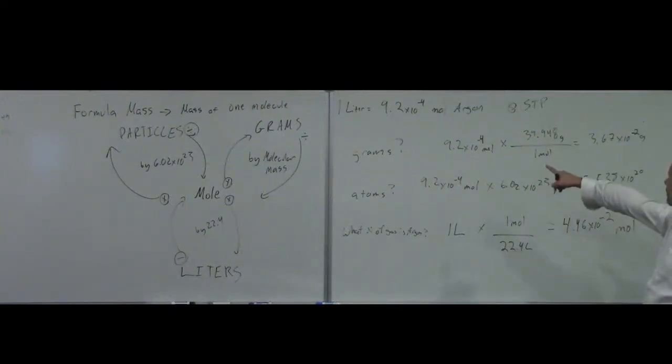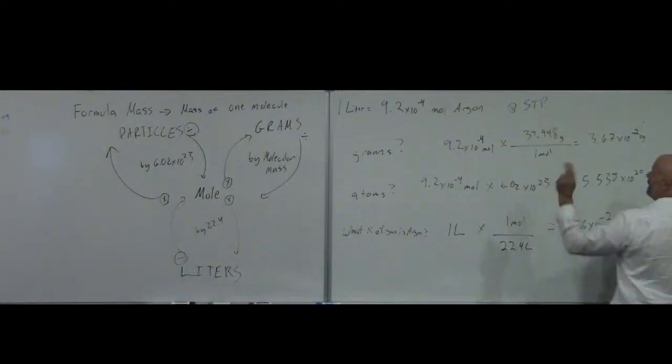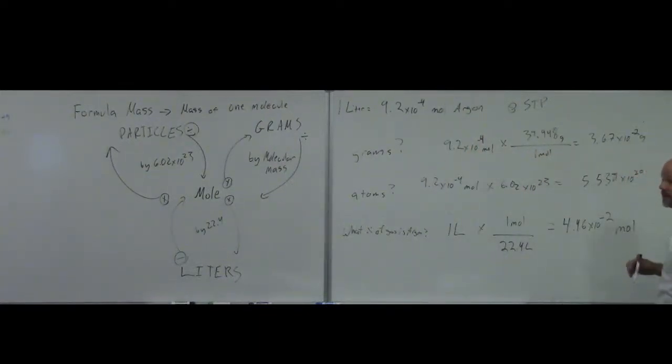But I have 9.2 times 10 to the negative 4th moles. So I want to know what percentage of this is that. So how do I do that equation? Would you divide the 4.46 over? Nope, exactly backwards. So the 9.2 over? Yep. So I'm going to go 9.2 times 10 to the negative 4th moles of argon divided by 4.46 times 10 to the negative 2nd moles of total. All right, run those numbers, tell me what you get.